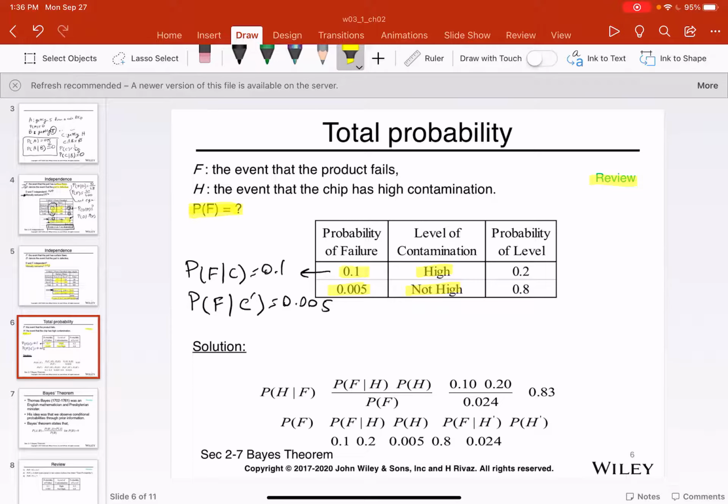And the way we solve this is that we drew the Venn diagram and we said that we either have high contamination or not a high contamination. And failure has overlap with both of these, right? And we calculated the final number, and that was 0.024. Any questions about this? Okay.